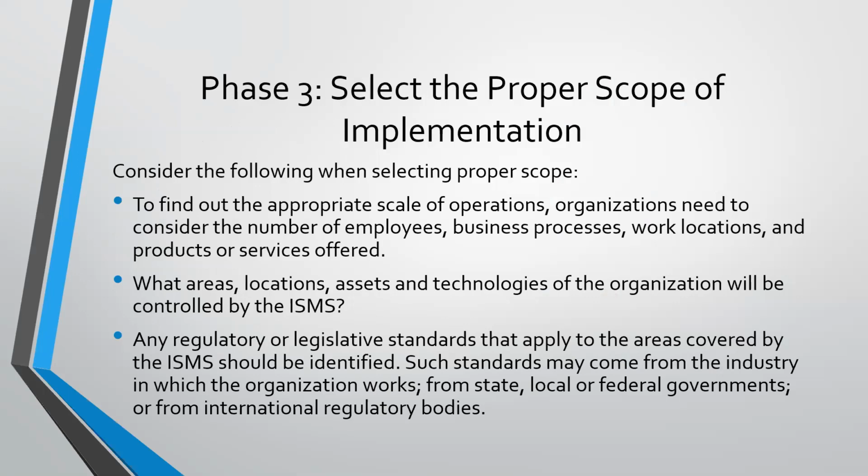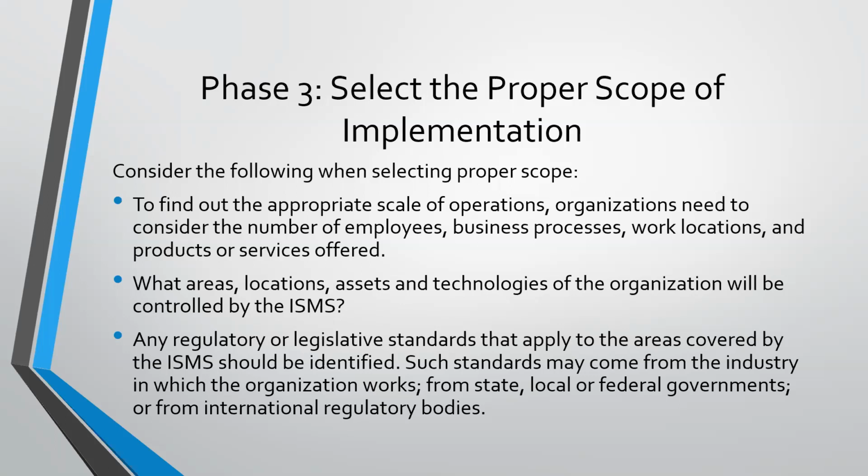Phase 3 is select the proper scope of implementation. ISO 27001 states that any scope of implementation may cover all or part of an organization. Only the processes, business units, and external vendors or contractors falling within the scope of implementation must be specified for certification to occur. The standard also requires companies to list any scope exclusions and the reasons why they were excluded. You identify the scope of implementation.